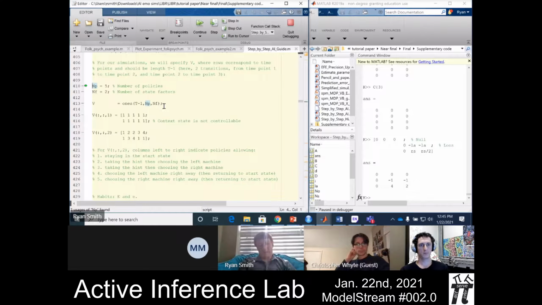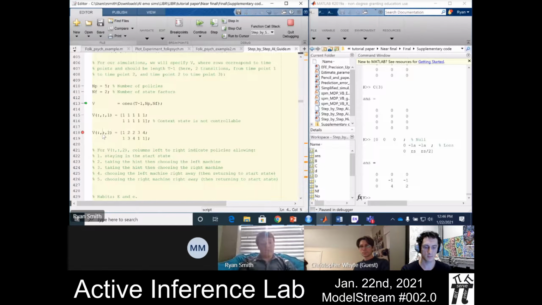Last really central thing is to define the policies. Here, I'm going to use NP to define the number of policies I want to allow. And the NF is just the number of actual state factors. That will allow me, in a generalizable way, to say that V has T minus 1 rows. So it's going to be the number of times minus one, because you have to move from time 1 to time 2, time 2 to time 3. So there's always one less action possibility than there are times in a trial. The number of policies is going to be columns, and the number of state factors is going to be that third dimension. So I can start by just defining that as ones.